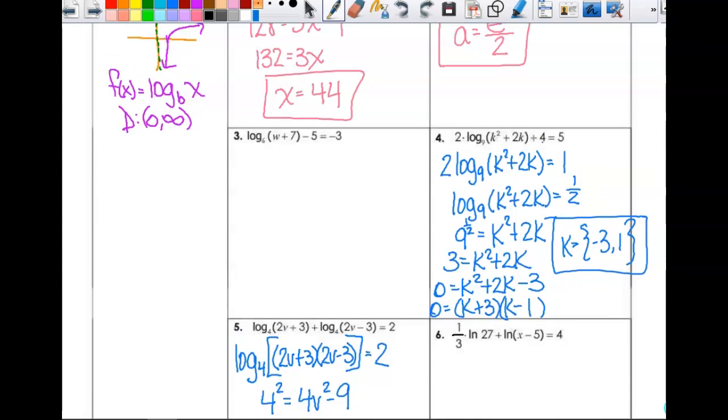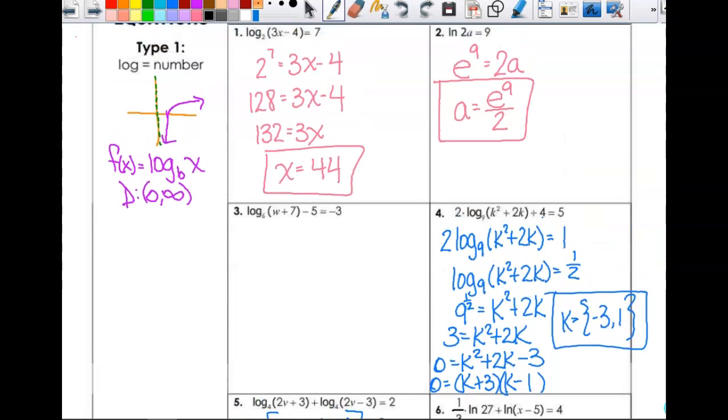Why does it have to be positive when you plug it in? Because if you're taking the log of anything, you cannot take the log of 0 or a negative number.